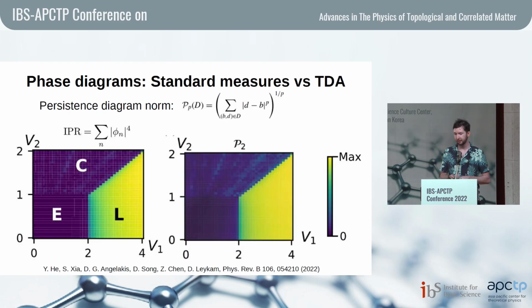First, on the left is the usual phase diagram computed using the inverse participation ratio of the ground state eigenfunctions. So you see three phases. In fact, the critical phase is not so easy to distinguish from the extended phase because both eigenstates are not very well localized. And here you have the phase diagram obtained using persistent homology, where we compute the mean squared lifetime of the features. And in fact, this looks very similar to what we obtained for just the IPR.